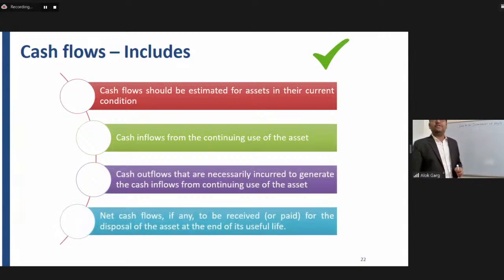What does cash flow include? Cash flow includes the cash inflow from that particular asset according to its current condition, and the cash outflow directly attributable to generating the cash inflow. Terminal cash flow is also part of your cash inflow. And this cash flow should be from the continuing use of the asset. So these 4 items were the inclusions.